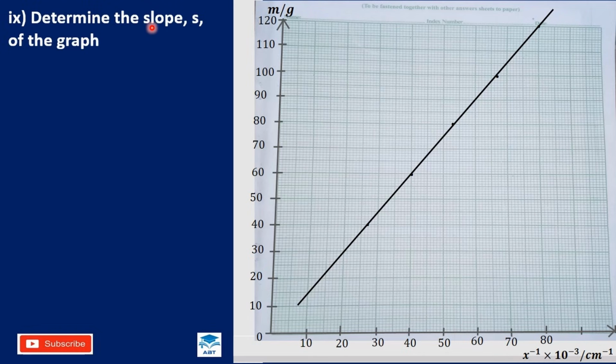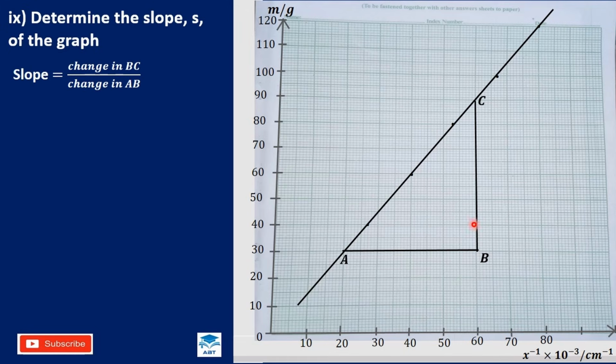We are going to determine the slope S of the graph. So for the slope, we draw a horizontal and a vertical line. We name here A, here B, and here C. The slope is change in BC divided by change in AB. For change in BC, we have 90 minus 30, and the unit on the vertical axis is grams.